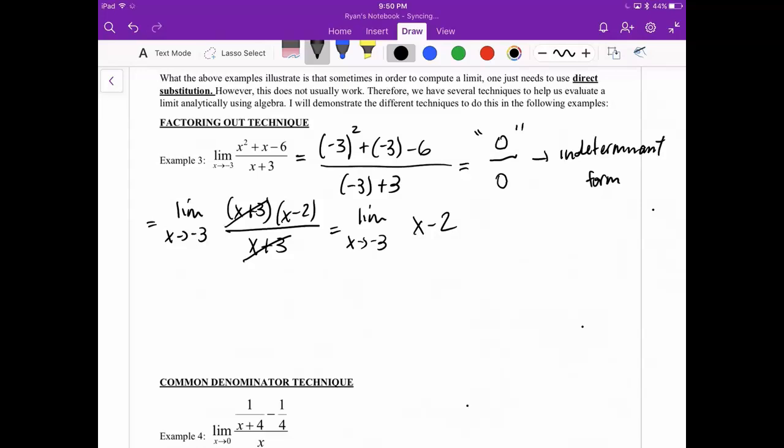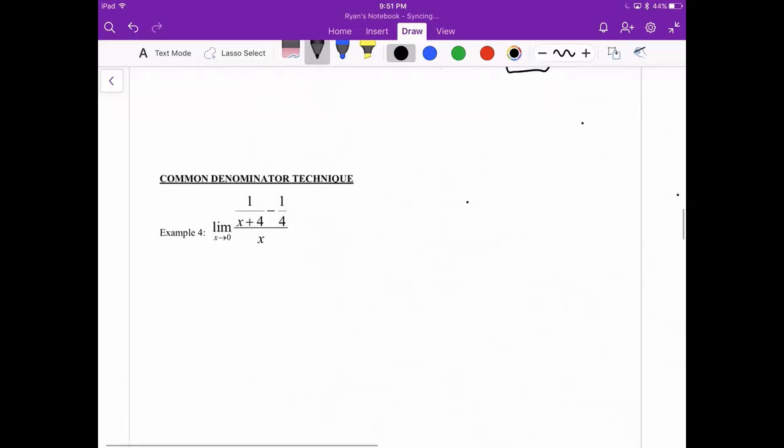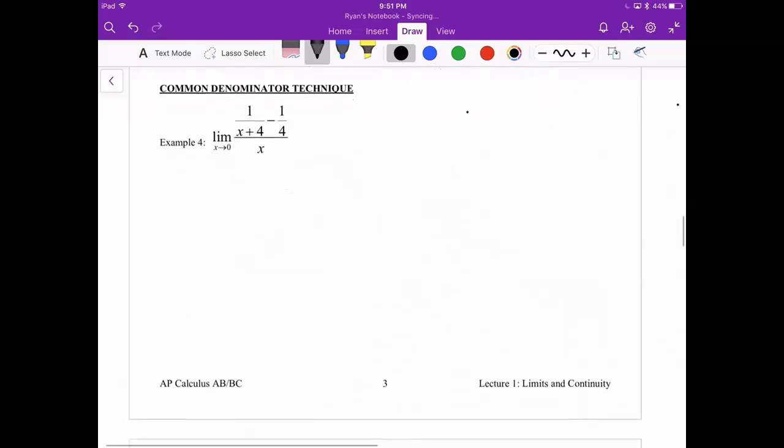And now that I've made that simplification, what I'm going to try to do is plug in again. Okay, so if I plug in -3 for x, I'm going to get -3 minus 2, which is equal to -5. Okay, so there's your first technique, is factoring. So always try to factor if you get that indeterminate form. That might be a technique that you can use to answer the question.